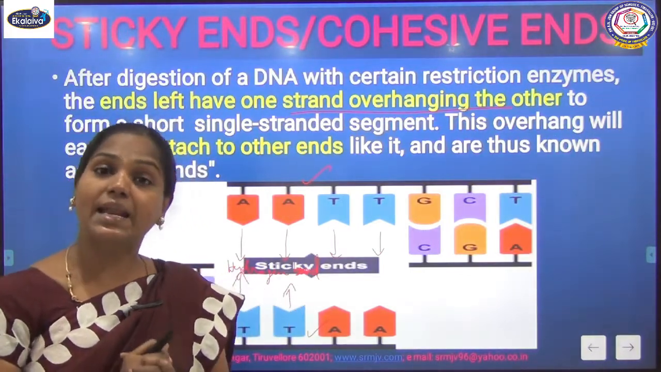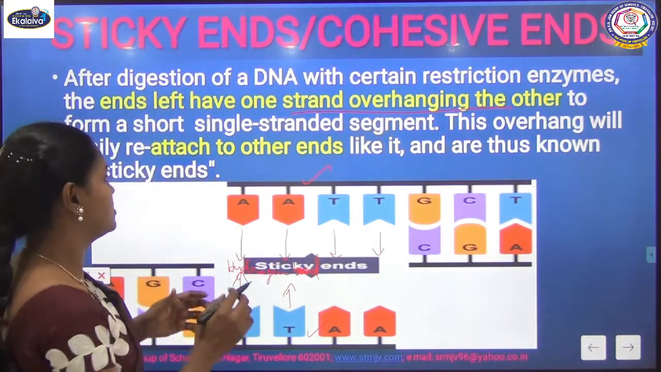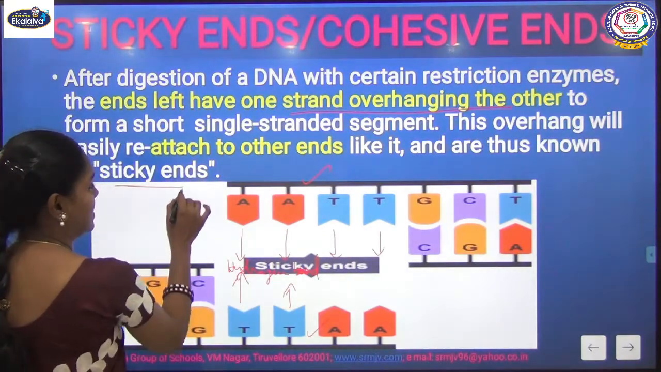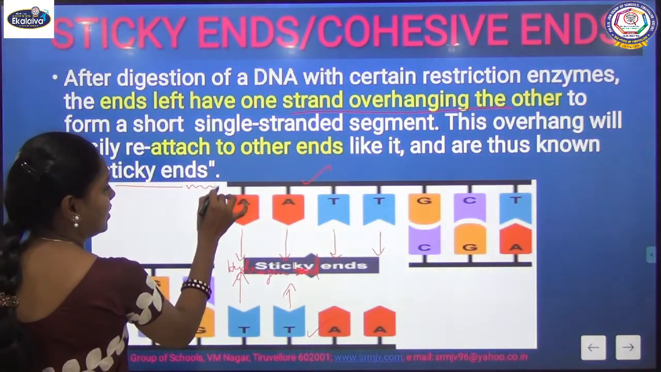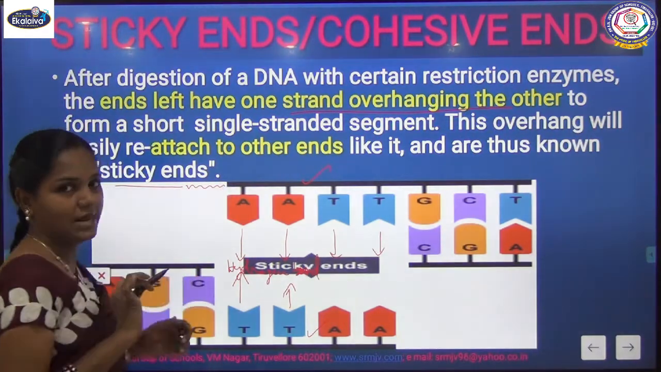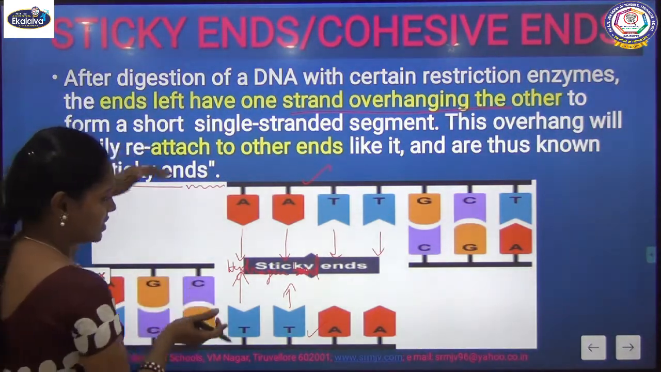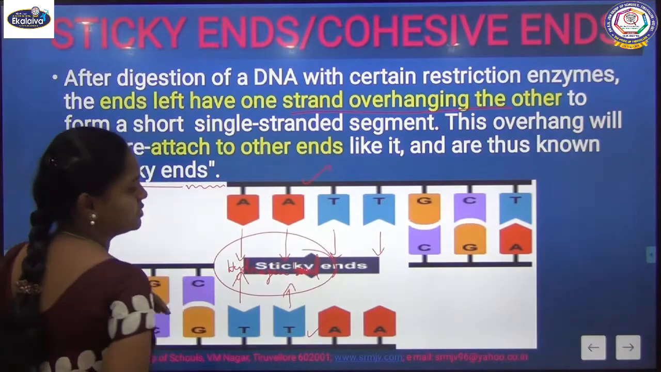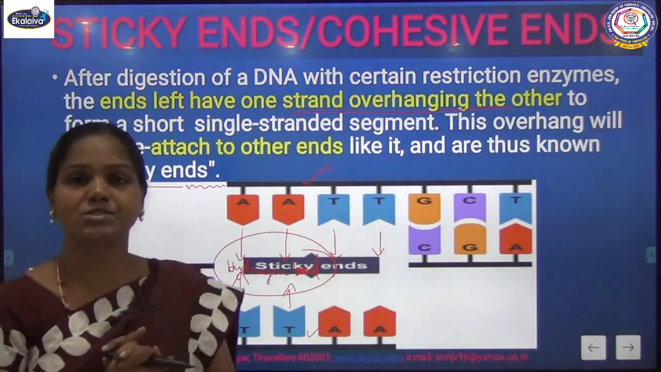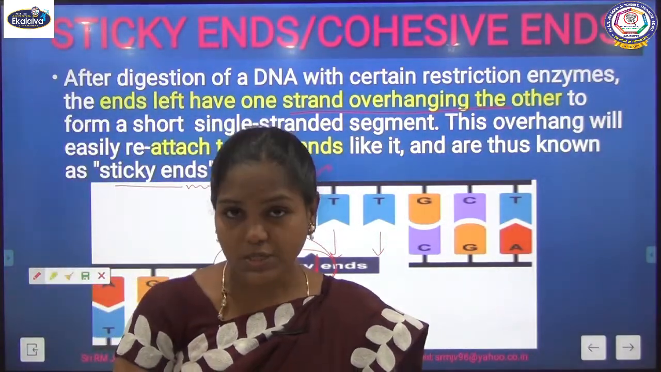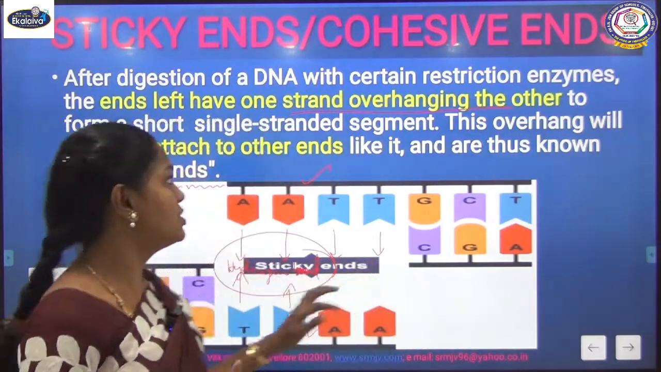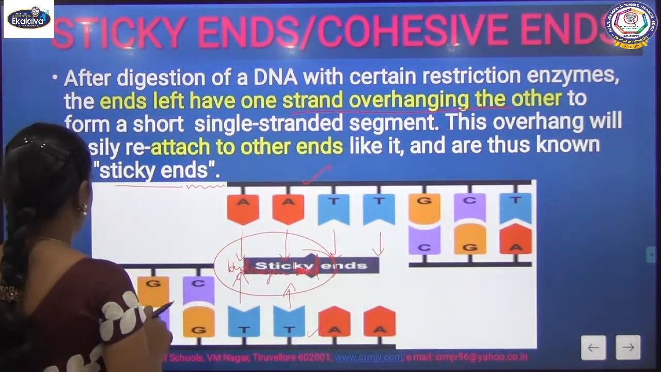DNA ligase is an enzyme which, suppose if it has one more DNA strand here, sticks this strand with this strand. And when it is sticking them together, these hydrogen bonds help in that process of sticking these strands together. So this is called our sticky ends.